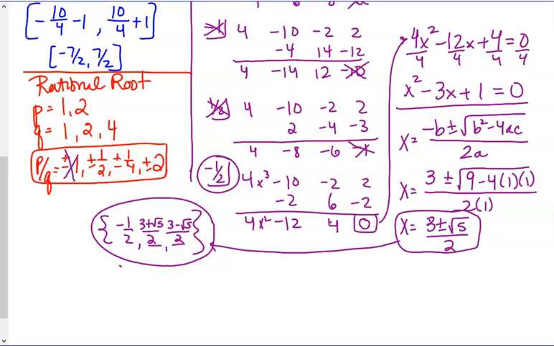So that's what we have in section 3.5. We are actually now going to proceed and be able to solve even more polynomials in the next section, as long as we talk about complex numbers first. So we will do that in section 3.6.